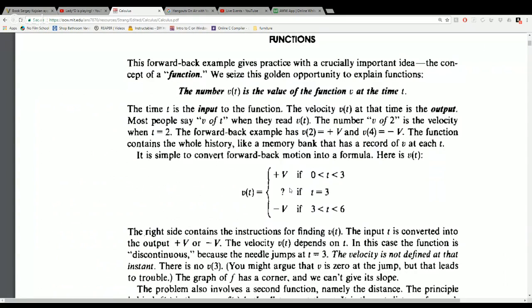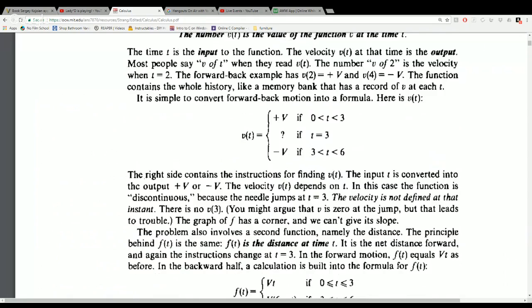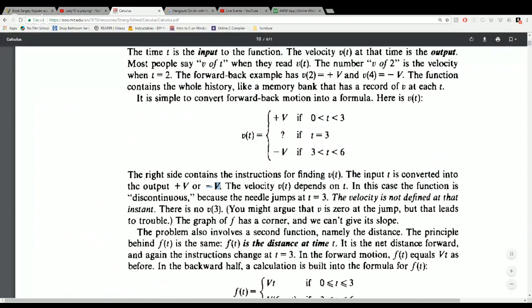And this is what we'll call later a possible discontinuity point. For now, that term might not make sense. So it's unclear, so there's the question mark. The input t is converted into the output plus v or minus v, and the velocity depends on t. So right here, Strang goes on to say, in the case of this function, at time equals 3, the function is discontinuous. What does that mean? It means the needle of your speedometer jumps at that point. It jumps from positive v to negative v. So the velocity is not defined at that instant. There is no v of 3.